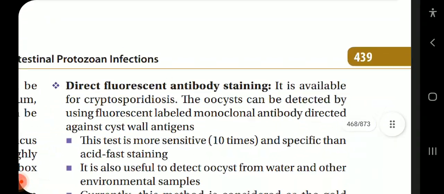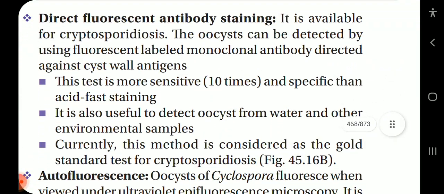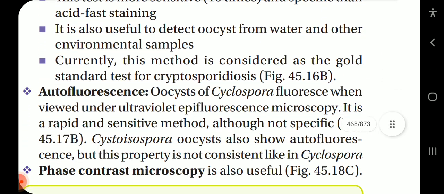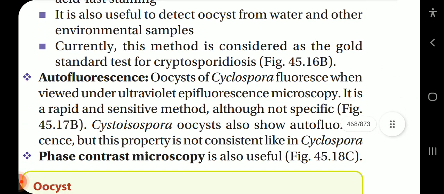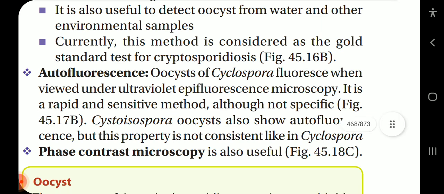Now, coming to direct fluorescence antibody staining, it is available for cryptosporidiosis. The oocyst can be detected by using fluorescent labeled monoclonal antibody directed against cyst wall antigens. This test is 10 times more sensitive and specific than acid-fast staining. It is also useful to detect oocysts from water and other environmental samples. Currently, this method is considered the gold standard test for cryptosporidiosis.